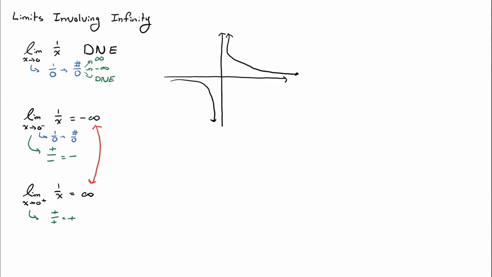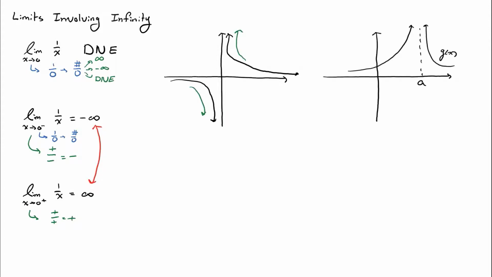Here's a picture of 1 over x. You can see the limits. From the left, the function goes down as it approaches 0, and from the right it grows. Here's an example of a function that has a limit of positive infinity at a. Both sides are growing towards infinity. Notice the vertical asymptotes. That'll always happen.